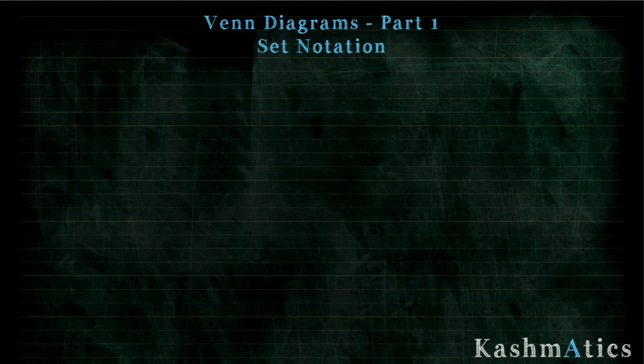In this tutorial I'll be going over set notation on Venn diagrams and also how to identify regions. I'll be doing lots of examples and hopefully by the end of it you'll improve your understanding of Venn diagrams. So grab yourselves a pen and some paper and let's get on with it.